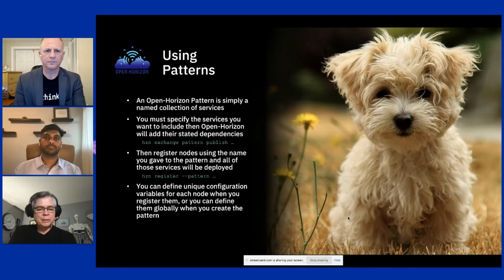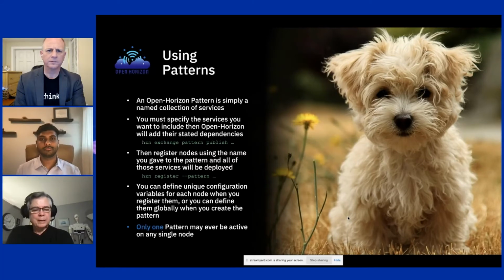You can define unique configuration variables for each of the nodes. A configuration variable is something that the agent will put into the shell environment of the container before it runs it. That's a convenient way to configure your services as you deploy them in the field. One restriction here, though: only one pattern may ever be active on a single node. So if you want to change some of the software that runs on the node, you need to deploy a new pattern that has a change in the full set of services that run on it. The mechanism of policy is much more flexible.